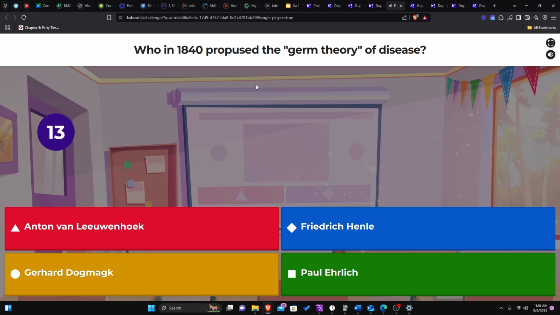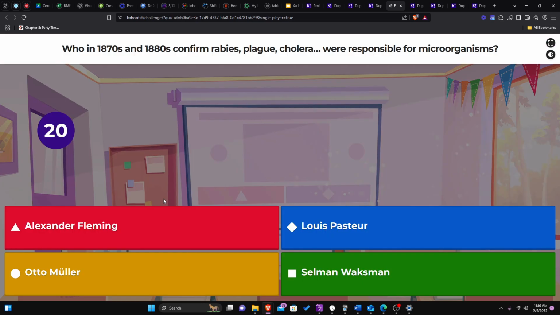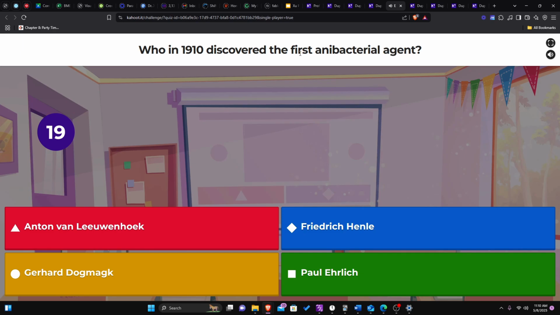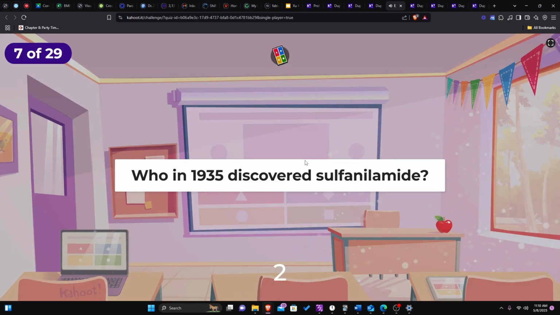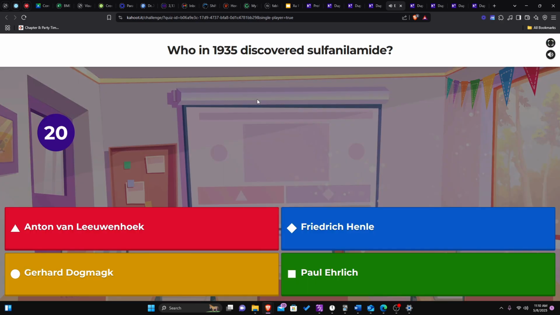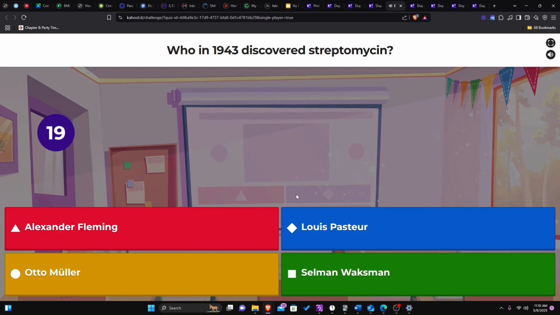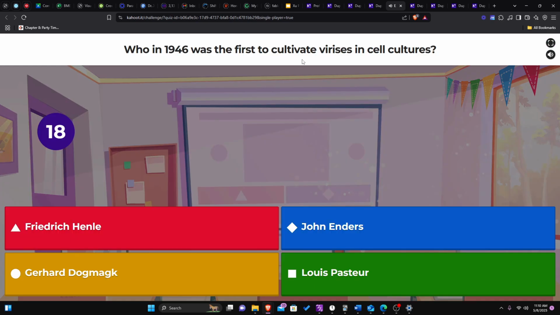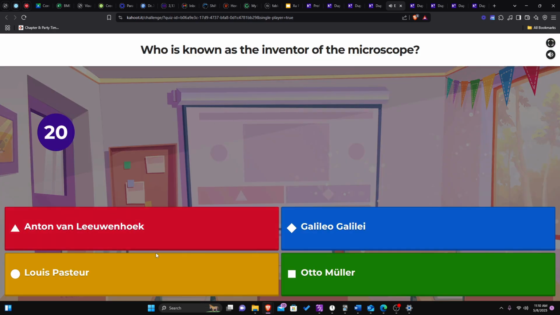40. Frederick Hamlet. Louis Pasteur. First bacteria. Alexander Fleming. The dog. Streptomycin. The wax man. First to cultivate viruses. The Enderman. Galileo Galilei.